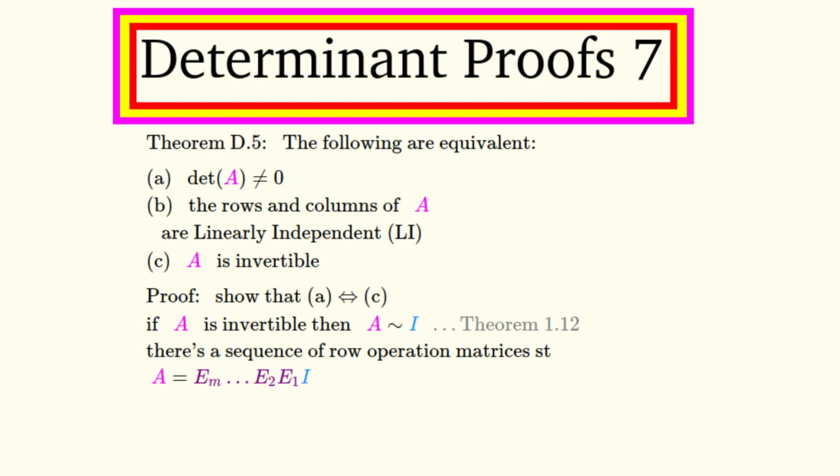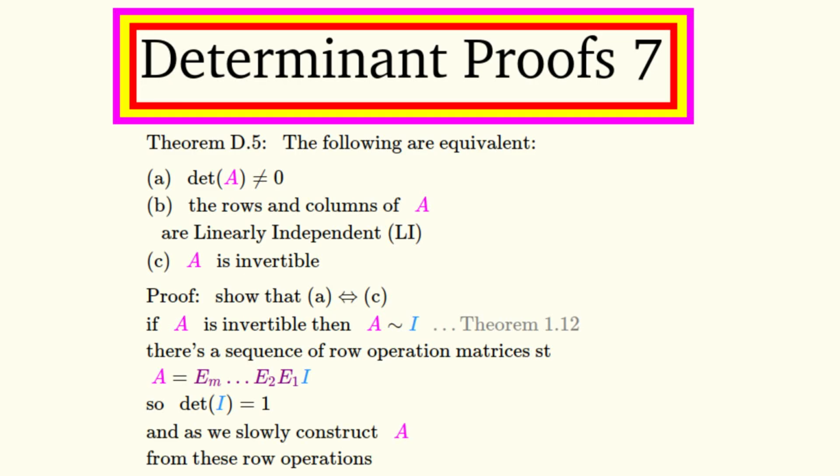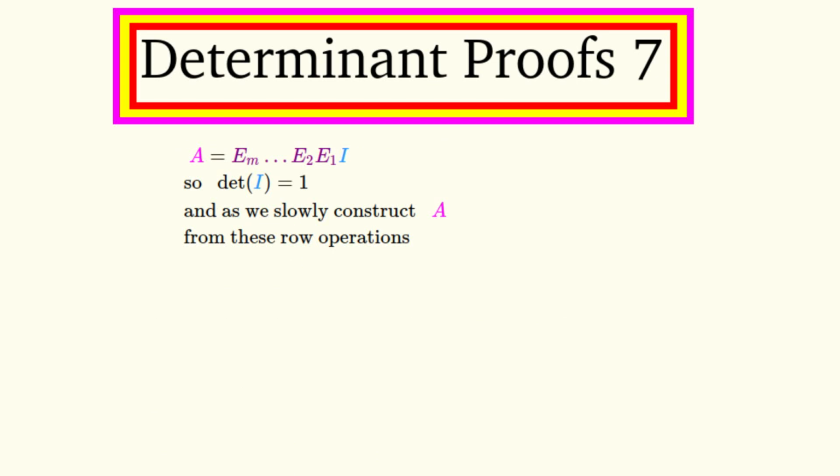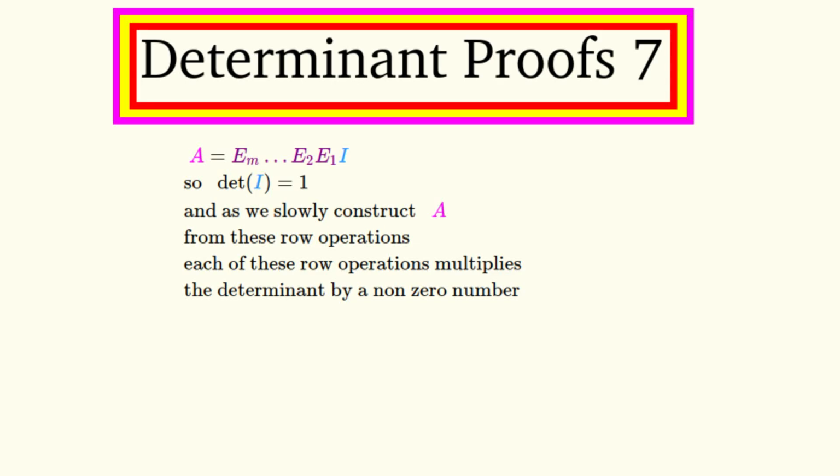There's a sequence of row operation matrices that multiply by I to give A like this. So the determinant of the identity matrix is 1. I'll just assume it for now. We can slowly construct A from I using these row operations. I'll just scroll everything up the screen to make more room. So every time a row operation is applied to the matrix on the right to transform it into matrix A, the determinant is multiplied by a non-zero number.